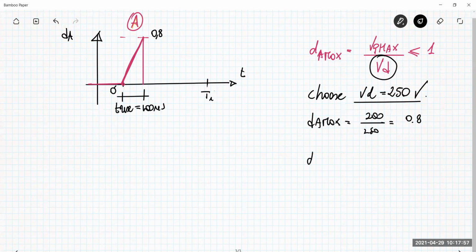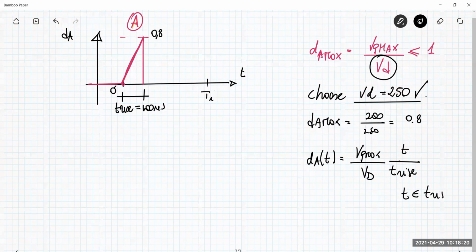So we can say that the duty cycle can be expressed as VP max over VD, T divided by T rise. Okay, this is for T, which is included in T rise.